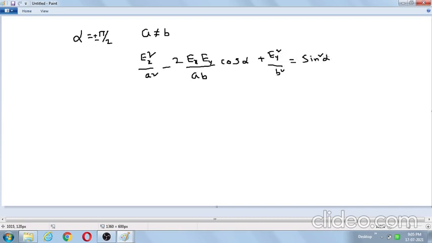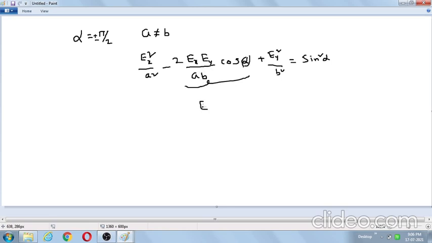So what is the condition? Alpha is equal to 90 degrees phase difference, and A is not equal to B. So cos 90, with alpha substituted as 90, that is pi by 2, is equal to 0. Cos 90 is equal to 0. So 0 into anything is equal to 0. Obviously this value is equal to 0.